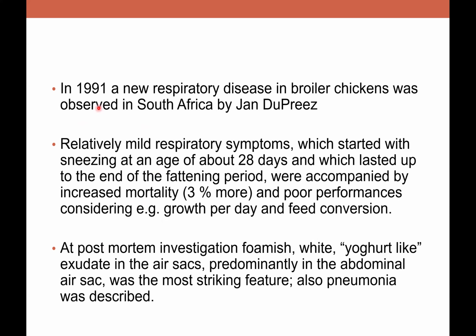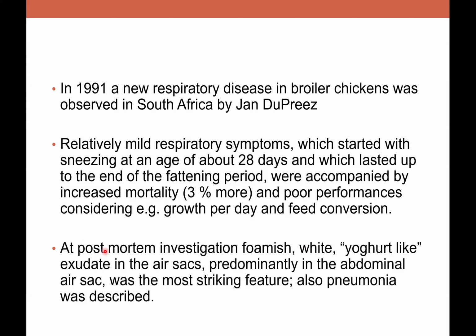The disease was first described in South Africa by John Dupreez. This was in broiler chickens. And relatively mild respiratory symptoms, which start with sneezing at the age of 28 days and can last up to the end of the fattening period. Then there can be mortality, about 3% or more, and poor performance. For example, growth per day and feed conversion is decreased.